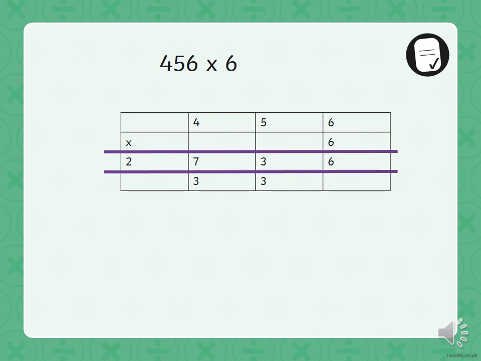Guys, so here are your answers. So 6 times 6 is 36. Put the 6 down, carry the 3 over. 6 times 5 is 30. Plus the 3, put the 3 there, and carry the 3 over. 4 times 6 is 24, plus the 3 is 27. Carry the 2 over. So there's your answer. That's how you regroup. It's just making sure you put the numbers in the correct places.